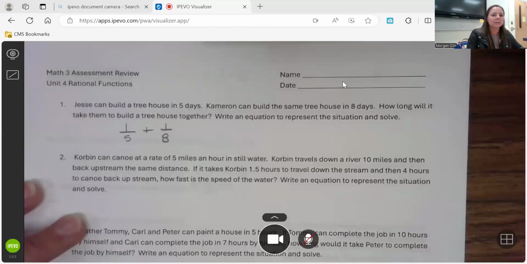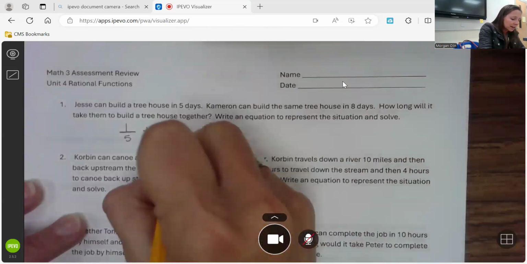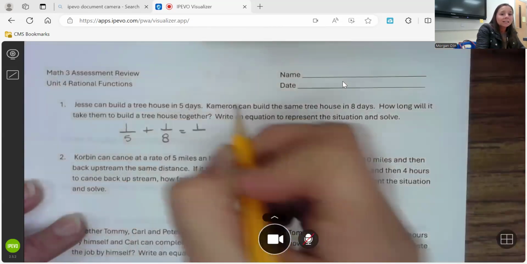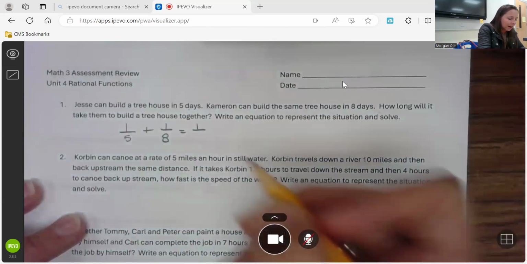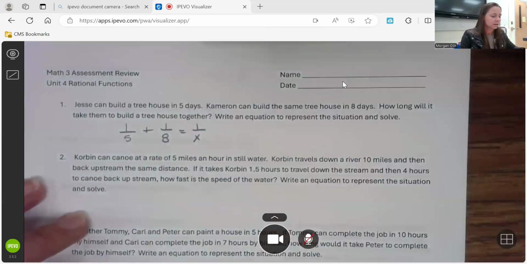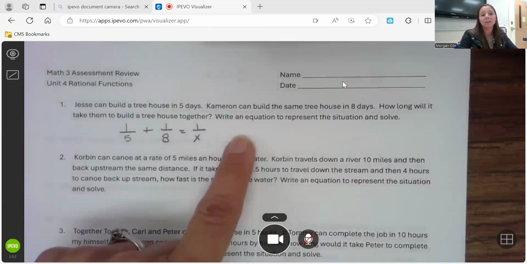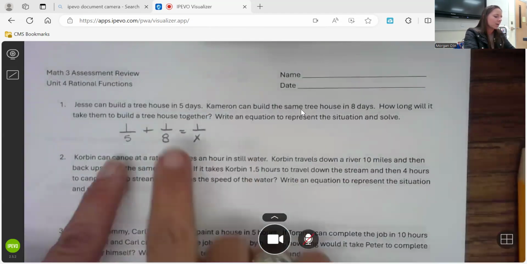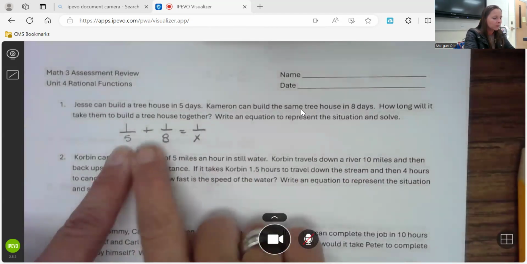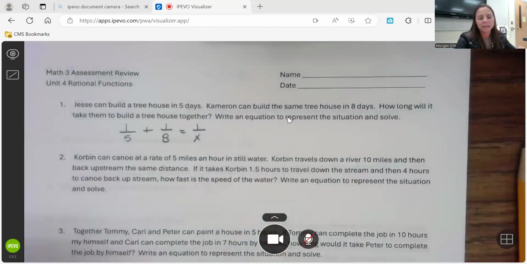And how long will it take them to build the tree house together? So we say equals 1 over together. Well, that's what we're trying to find, so 1 over x. So we've written our equation. Now we need to solve it. And we've solved most of these in Desmos, so we're going to throw this in Desmos. You can also get a common denominator of all of them and then set the numerators equal.